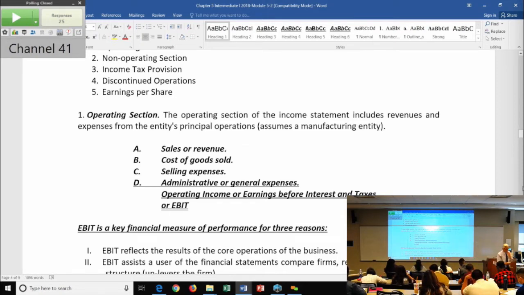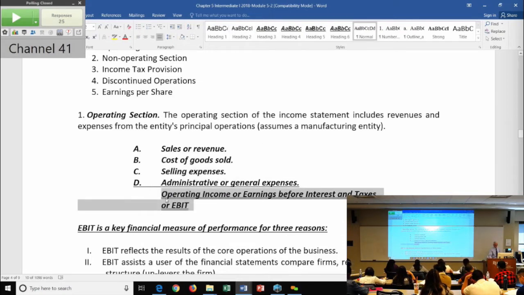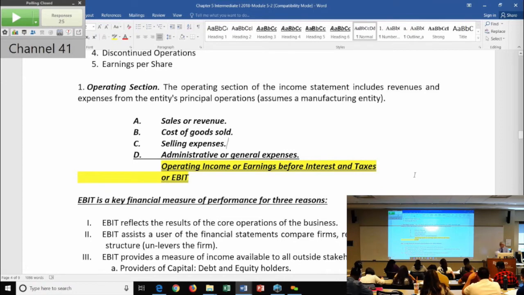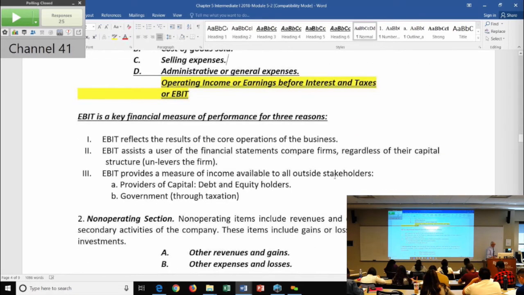So on page 4, you'll see sales, cost of goods sold, selling and administrative. If it is pure operating income, it should also be called earnings before interest and taxes, or EBIT. This is a key financial measure, and it should be shown this way if possible, because for financial analysts, EBIT is a critical measure for 3 reasons. Number 1, it reflects the core operations of the business, so it's of higher earnings quality, being pretty much the permanent components of the company's operations.